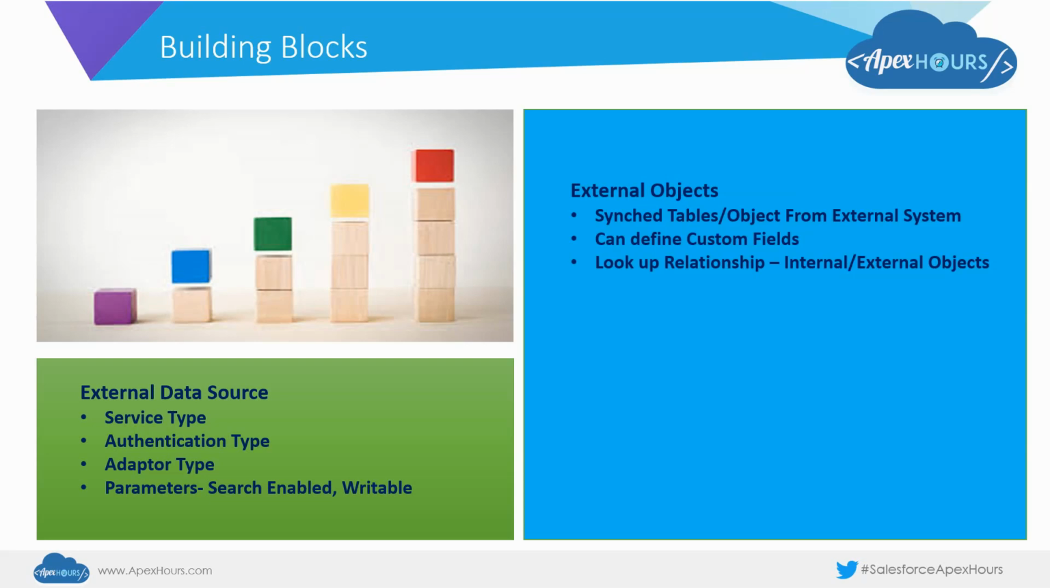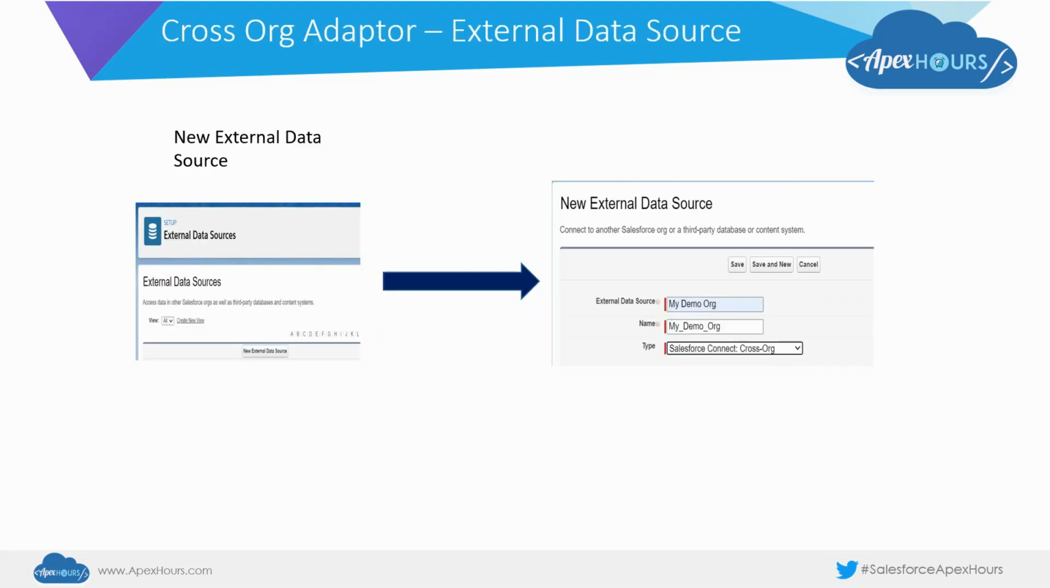And the second component is external object. Once you establish a successful connection with an external data source, you will be able to validate and sync external objects table information to Salesforce. Each of those tables will be created as an external object in Salesforce. In addition to creating this object, you are allowed to create your own custom fields, including lookup relationships as part of an external object. Now let us see how to use crosstalk adapter to connect to another Salesforce system.